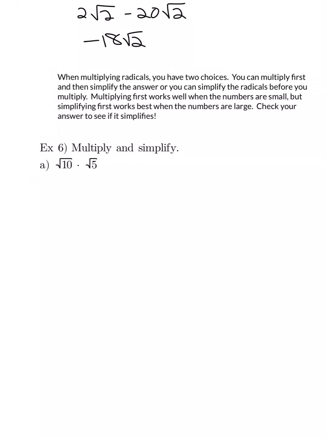Our first example we're going to multiply is the square root of 10 times the square root of 5. Neither one of those would simplify as they are, so we're going to go ahead and multiply. When we multiply the square root of 10 times the square root of 5, we get the square root of 50. Now, check your answer. Does 50 simplify? Is there a square that goes into 50? Yes, there is. So, we've got to break that square root of 50 into 25 times 2, and then make it 5 square root of 2.